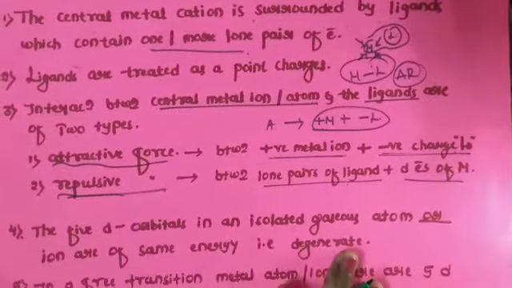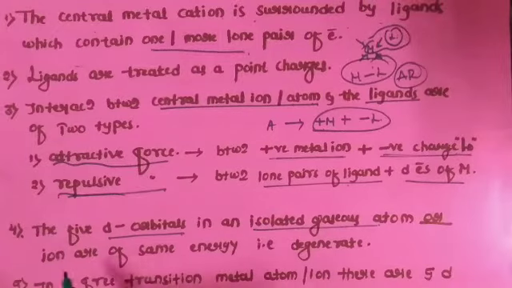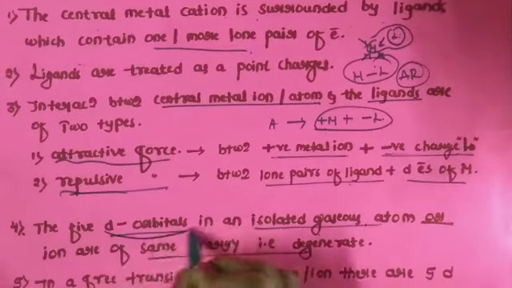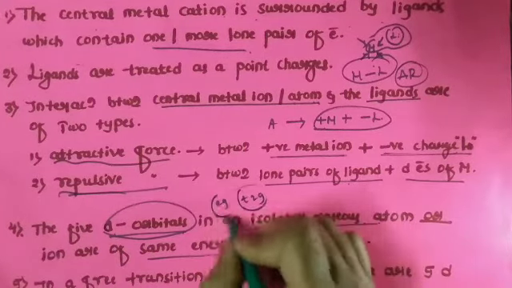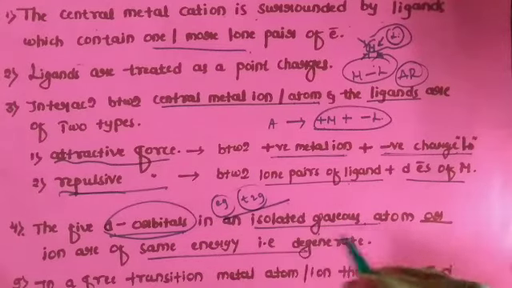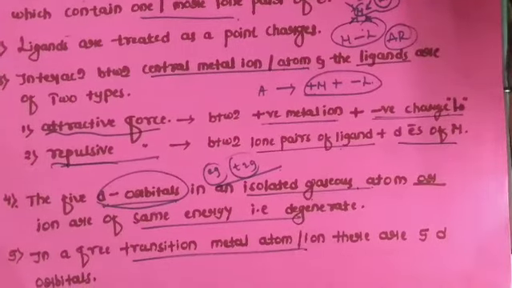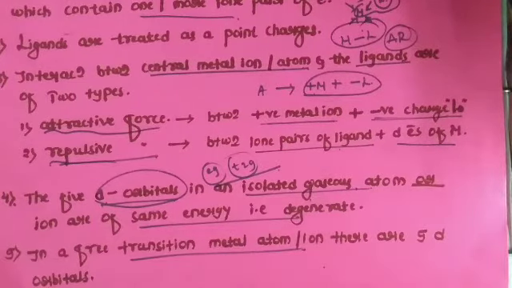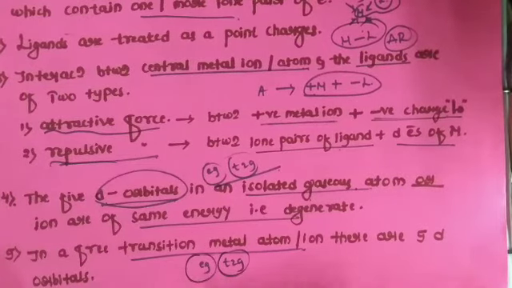Next, the fourth one: the 5 d orbitals in an isolated gaseous atom or ion have the same energy, that is, they are degenerate. The isolated gaseous atom contains 5 d orbitals: one is the eg set of orbitals, another one is the t2g set of orbitals. These have the same energy, that is, they are degenerate. In a free transition metal atom or ion, the 5 d orbitals can be divided into the eg set and the t2g set. These are degenerate.